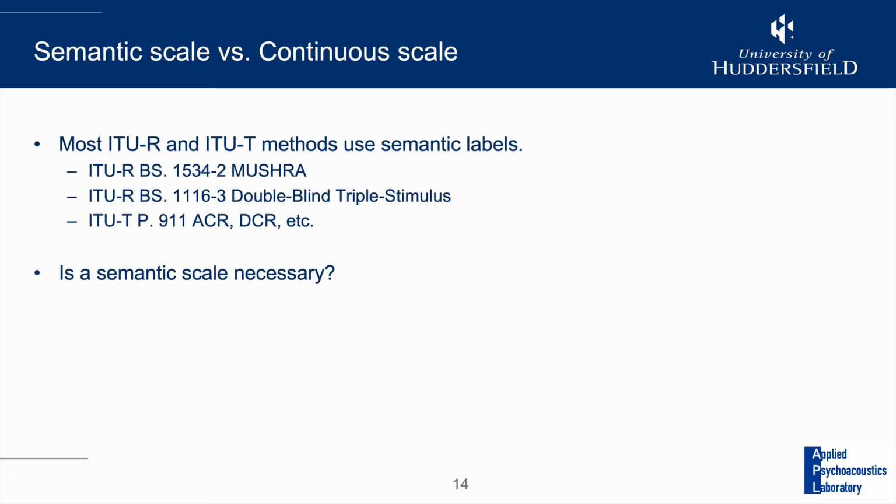Now let's move on to the question of whether semantic scale or continuous scale should be used. Semantic scales are used in all of these popular ITU methods like Mushra, double-blind triple stimulus, ACR or DCR. So we are familiar with these labels such as excellent, good, fair, poor, and bad used in the scales in Mushra test or ACR test. But is this kind of semantic scale always necessary? In which case do we need these semantic labels, or in which case do we not need those labels?